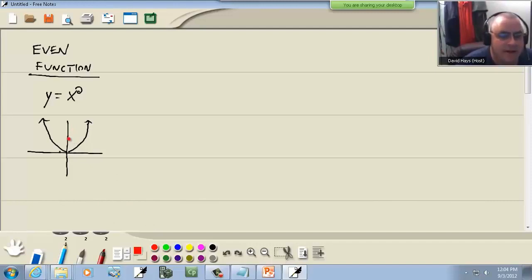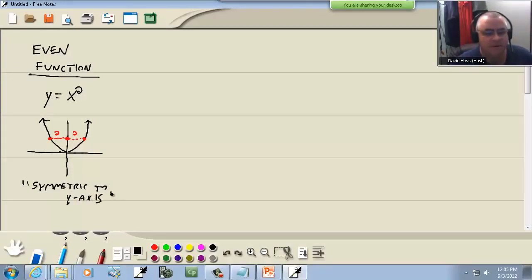If we were to look at a point on a graph, we look at the distance over to the y-axis. Let's say that distance is 2. This distance straight over on the other side of our graph would also be 2. Basically, what it means to be an even function is it's symmetric to the y-axis.